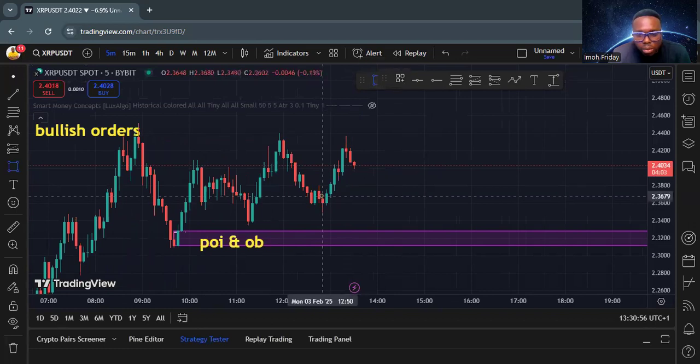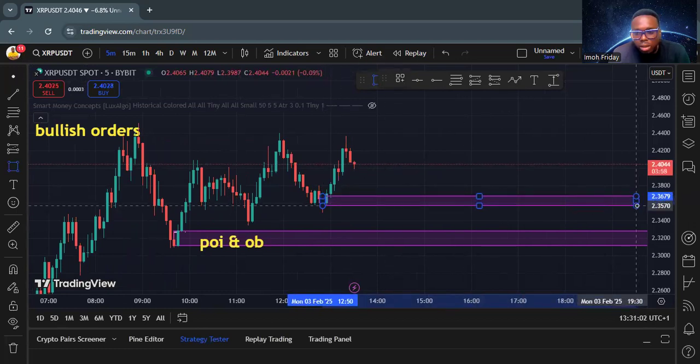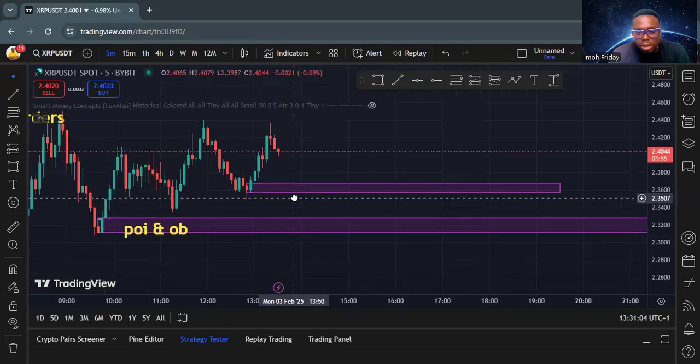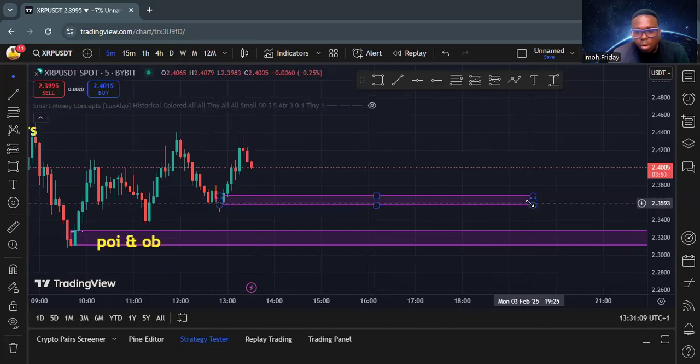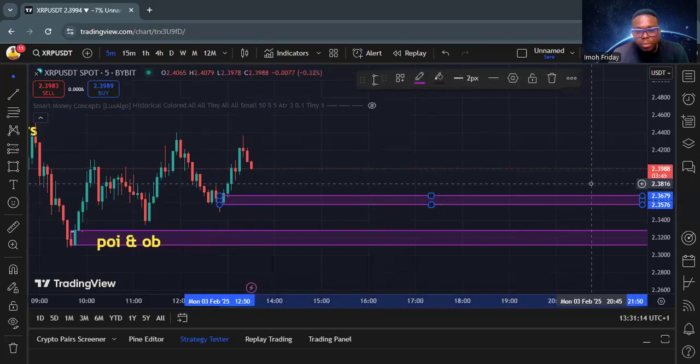This one looks like an order block too because of the movement, my definition that I just gave you guys. So this is another order block that we can pick as a point of interest. So in case it doesn't come down to this point, you can also use this entry too. So let's put that there.